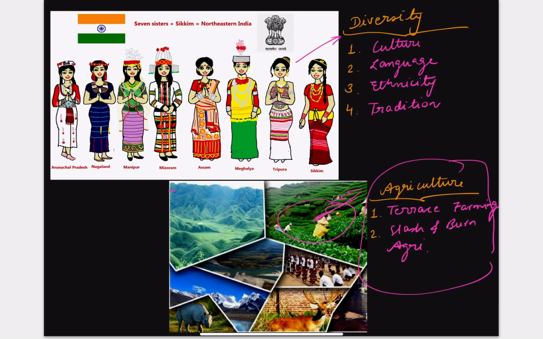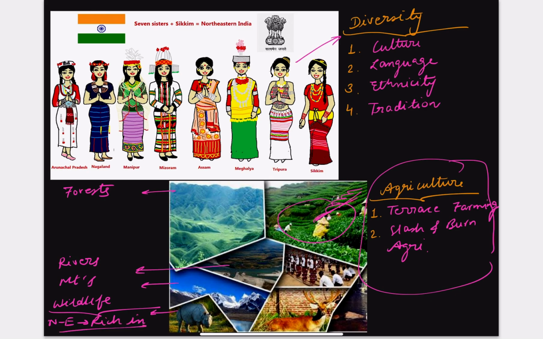Here you can see this is a picture of forests. Okay, here you can see it's riverine plain, flood plains, rivers. Here it is mountainous area, mountains. This is wildlife. So we can say that Northeast India is what? Rich in what? Natural resources. It's rich in natural resources. Northeast India is rich in natural resources.